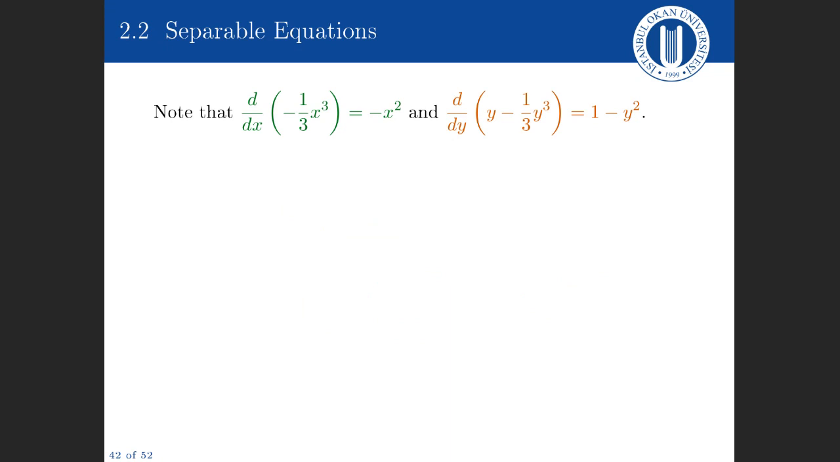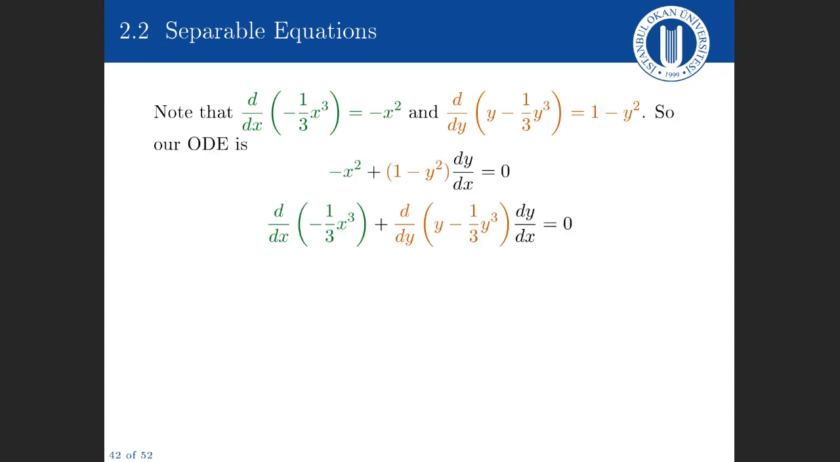Now note that the derivative of minus 1/3 x cubed is minus x squared, and the derivative with respect to y of y minus 1/3 y cubed is equal to 1 minus y squared. So our differential equation is the same as the x derivative of minus 1/3 x cubed plus the y derivative of y minus 1/3 y cubed times dy/dx.